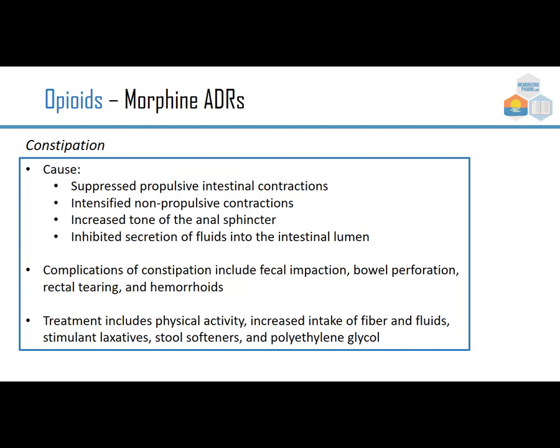Constipation, the cause, well, we've got suppressed propulsive intestinal contractions, intensified non-propulsive contractions, increased tone of the anal sphincter, and then inhibition of secretion of the fluids in the intestinal lumen. The complications include fecal impaction, bowel perforation, rectal tearing, and hemorrhoids. And treatment includes physical activity, including intake of fiber and fluids, stimulant laxatives, stool softeners, and polyethylene glycol.